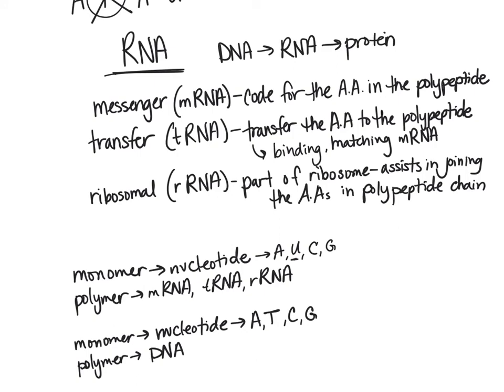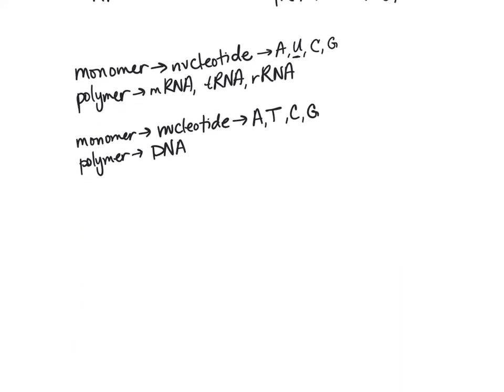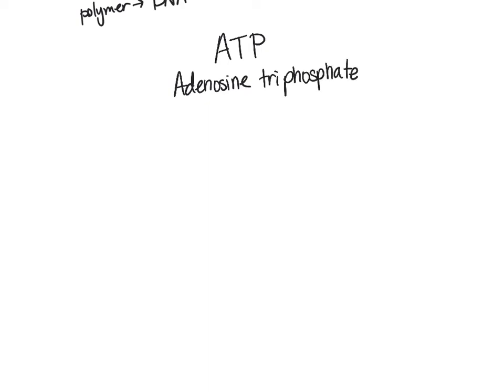All right, so the last type of nucleic acid that we are going to take a look at is actually called ATP. This stands for adenosine triphosphate. ATP includes a lot of the things that we've already talked about. So it has a base, but the base here is specific. It's adenosine. Okay, so its base is adenosine.